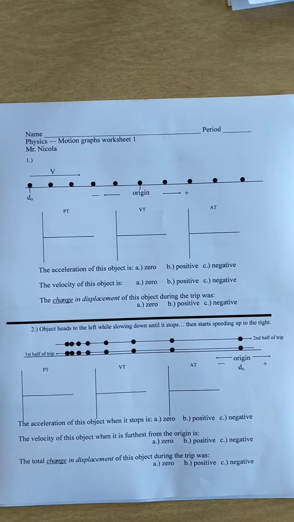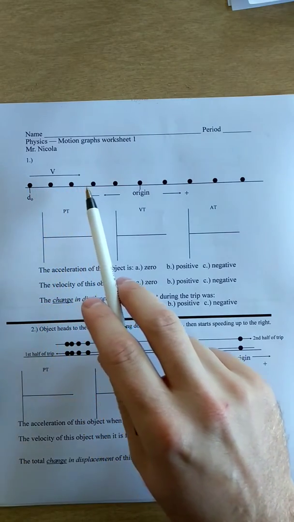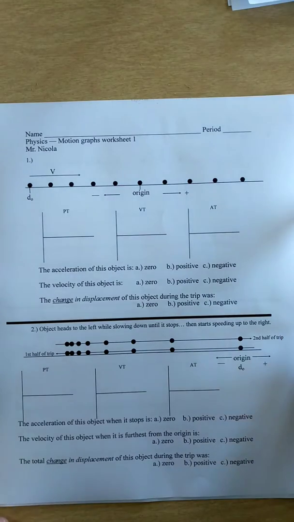This video should give you all the answers and explanations for how to solve the problems on the motion diagram worksheet. Number 1. Just looking at this motion diagram, we see something that's moving at a constant velocity and it's moving towards the positive side.